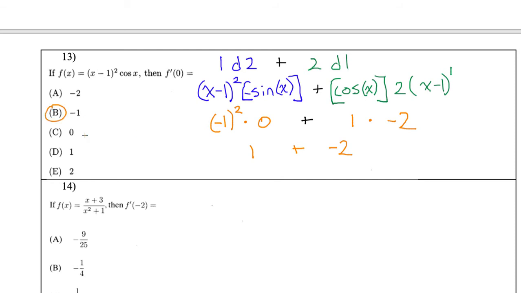Wait, for the far right, you distribute the 2. I do distribute the 2. So, well, x is 0, right? 0 minus 1 is negative 1. Negative 1 times 2 is negative 2.